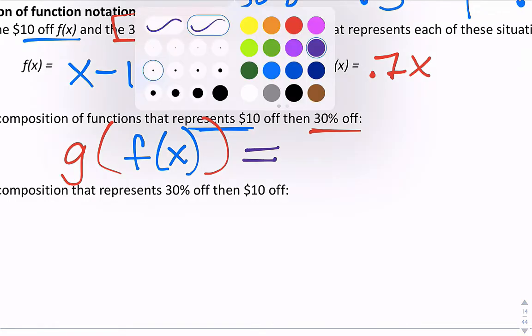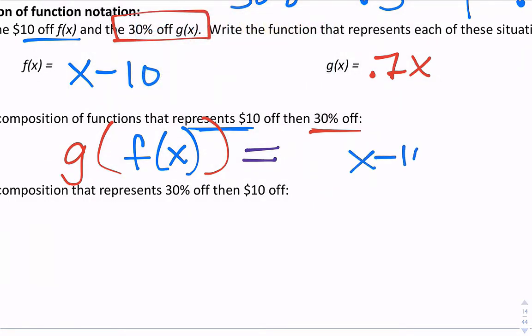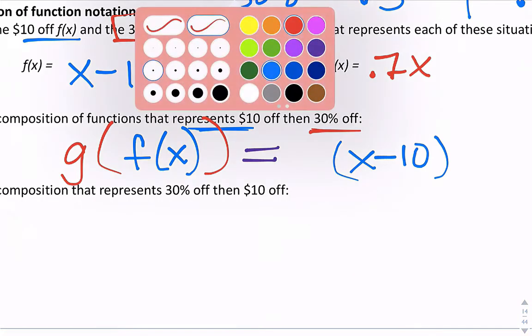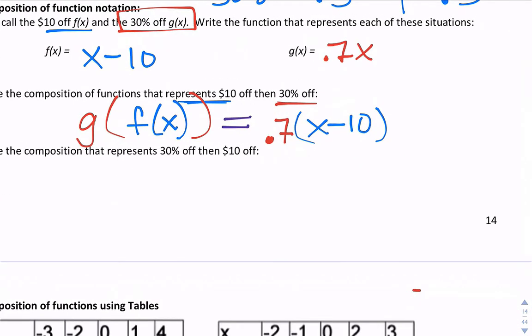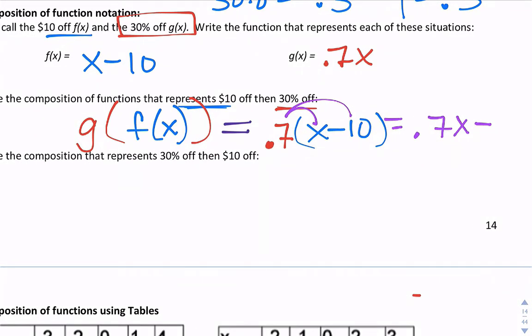Okay, so f of x, I'm going to write x minus 10. And then on the outside, we're going to write g of x. So it's going to be 0.7 of our answer. So we're going to take 70% of our total minus the $10 first. Okay, so that's what it looks like. Let's simplify this, distribute, and this will be 0.7x minus, and 70% of 10 is $7. Okay, so there's what it looks like. Let's try the next one.